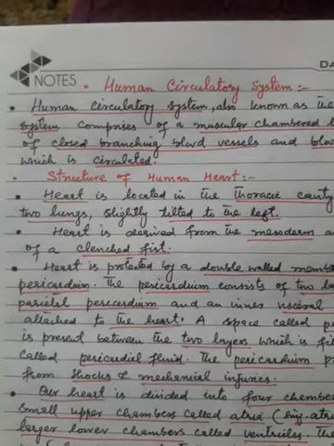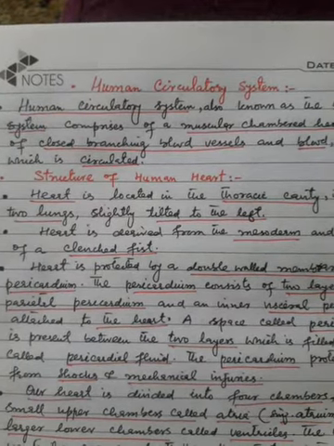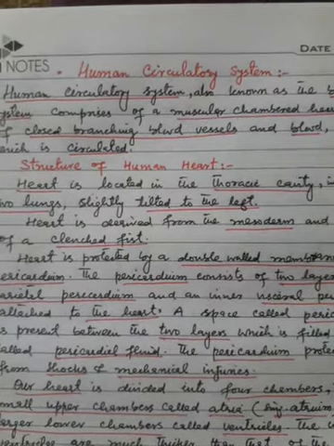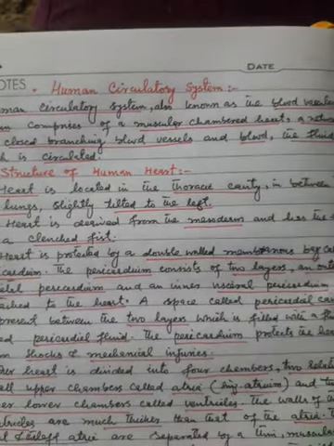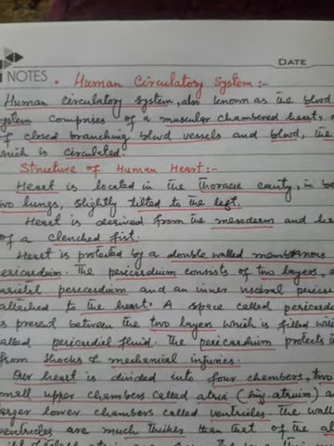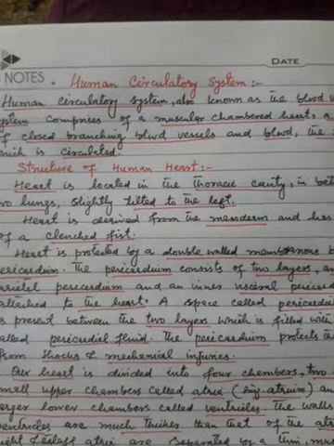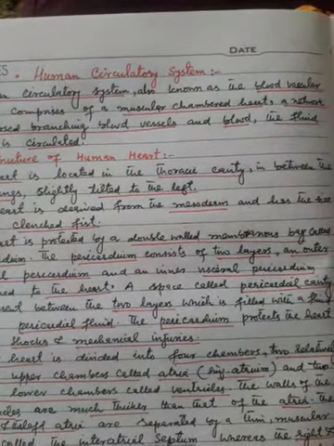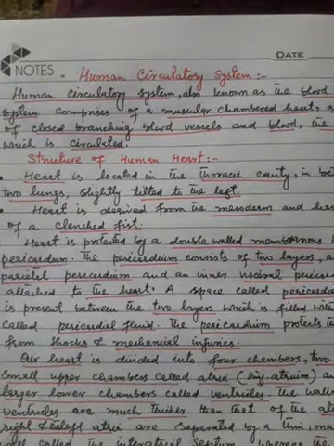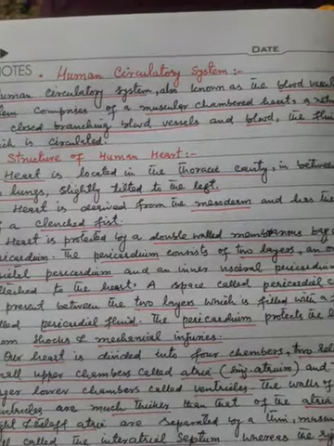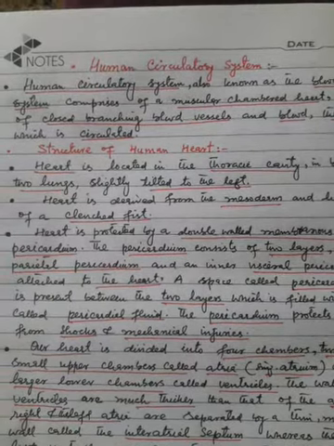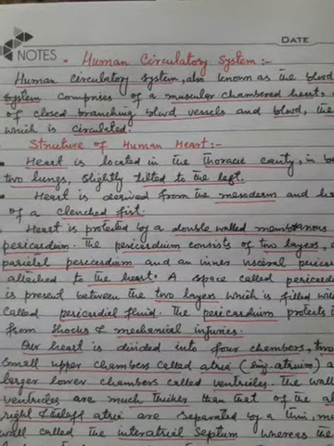Today's offline class is about the human circulatory system. The human circulatory system, also known as the blood vascular system, comprises a muscular chambered heart, a network of closed branching blood vessels, and blood, the fluid which is circulated.